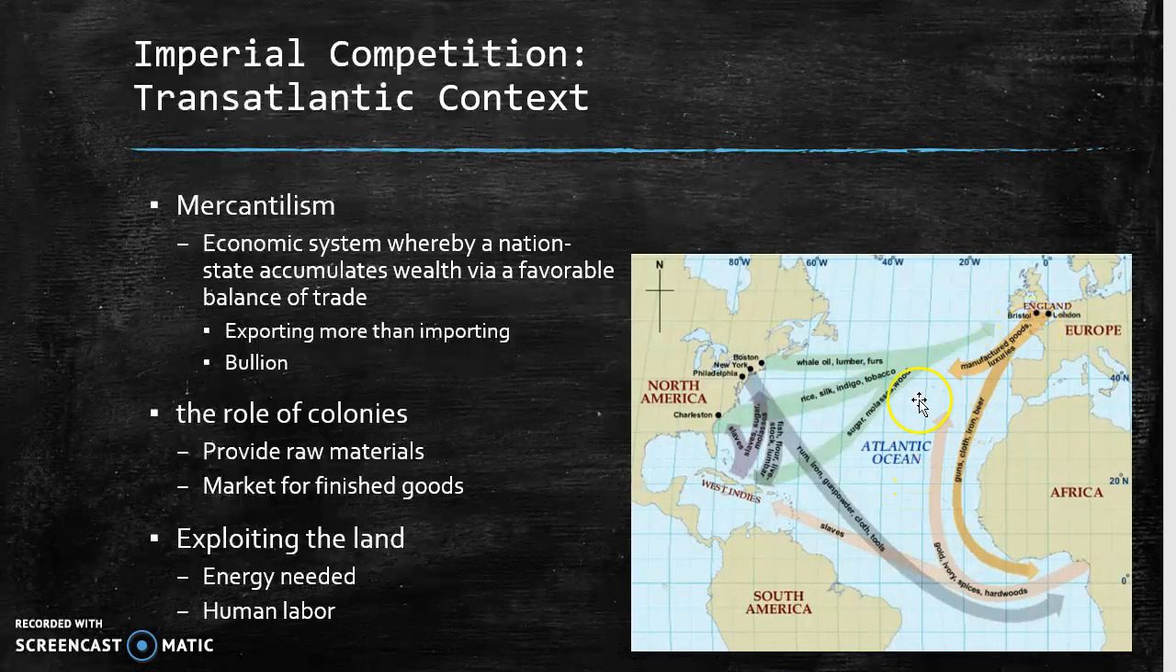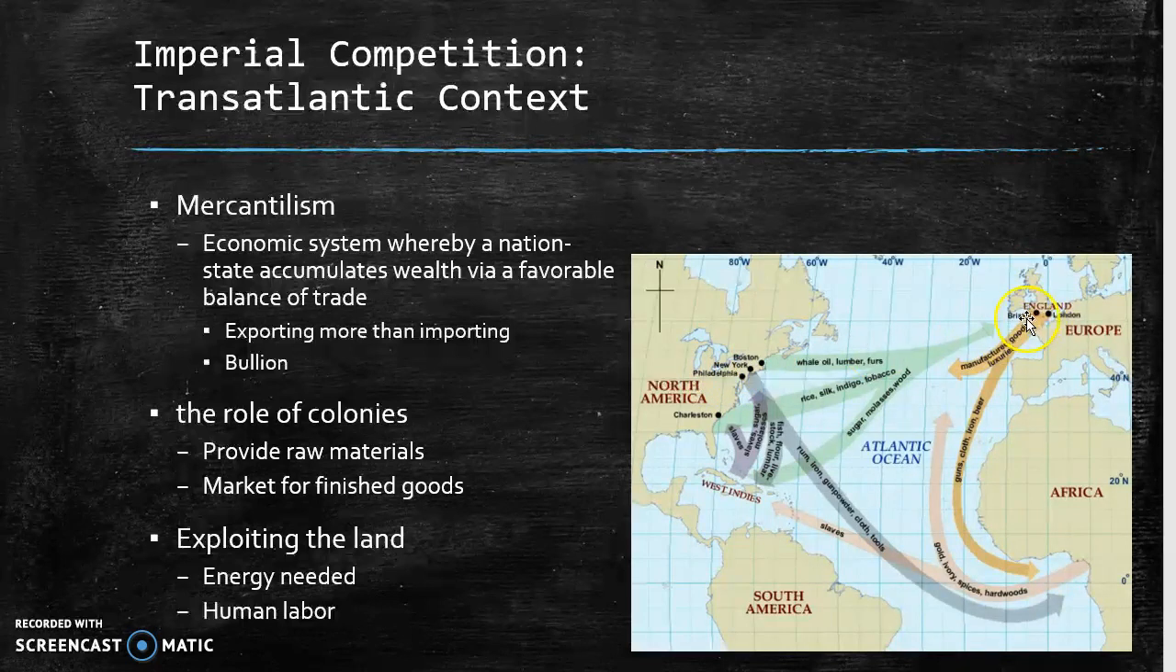This is the so-called triangle trade map. So in the triangle trade, what happened was the colonists were selling usually raw materials back to the mother country. And then in the mother country, they would take the raw materials and make finished goods out of them. So like take your beaver furs and make hats out of them, for example.